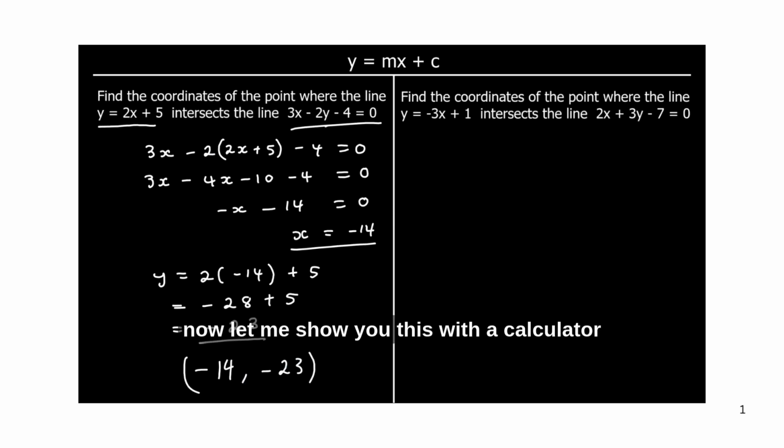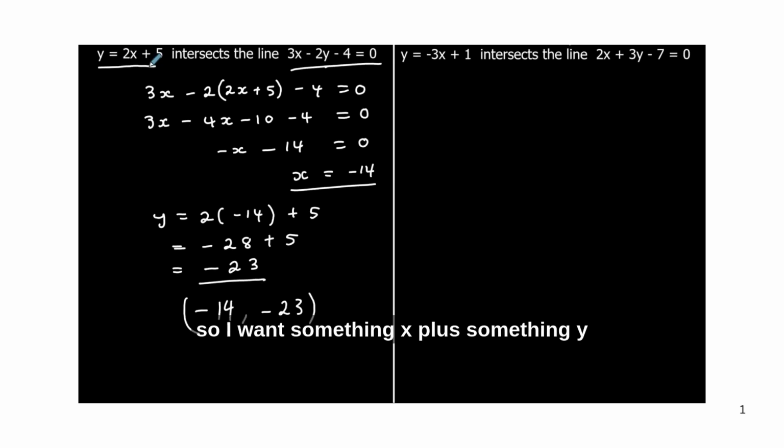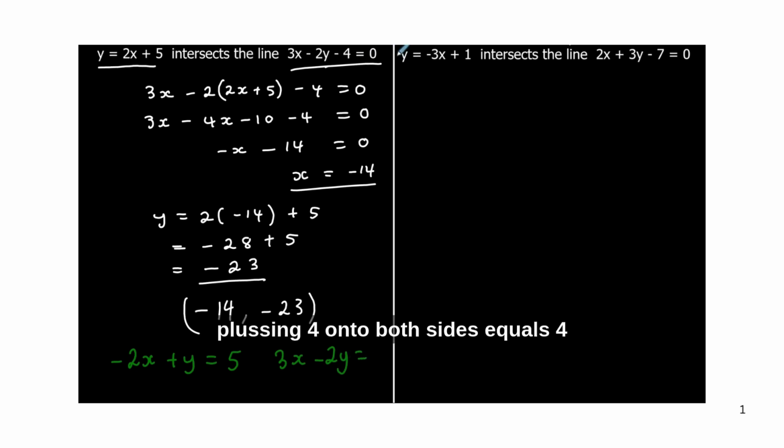Now let me show you this with a calculator. So I'd firstly have to rearrange them. So I want something x plus something y equals something. So if I take away 2x from both sides, I'll have minus 2x plus y is 5. And for the second one, I've got 3x minus 2y equals, plussing 4 onto both sides, equals 4. So I've got them in the right form.